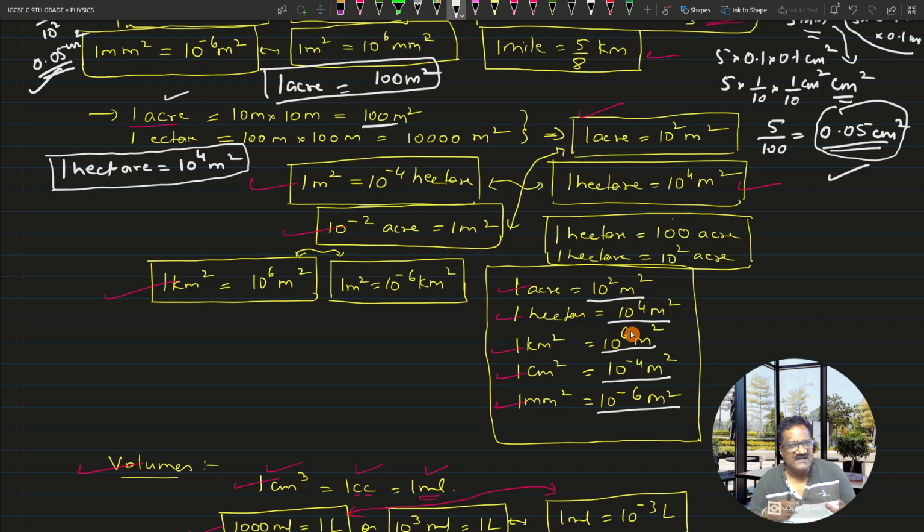So till now I have explained you the physical quantities. I started with fundamental physical quantities, I came to derived physical quantities. In derived physical quantities I explained you till now about the area. Now this second derived quantity is volume. This volume part we will be discussing in the next video.